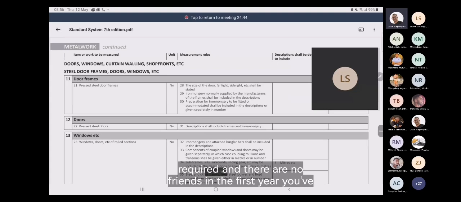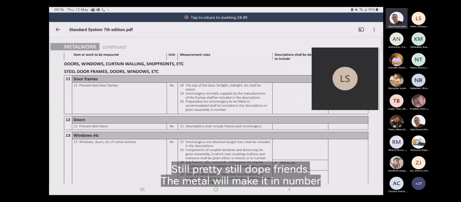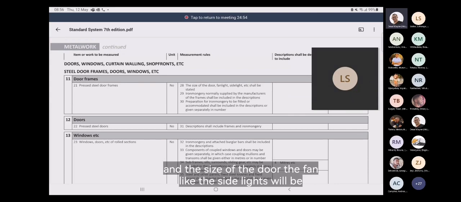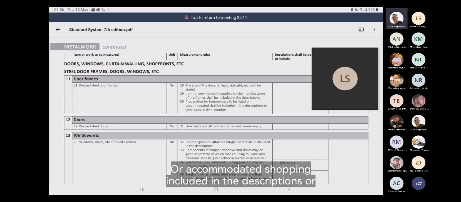And there are door frames. In the first year, you've done door frames, pressed steel door frames, the metalwork, measured in number, and the size of the door, the fan light, the side light shall be stated, and the ironmongery normally supplied by the manufacturer shall be included in the description. If you look at door frames, it should be included in your description, and the preparation of ironmongery to be fitted or accommodated shall be included in the descriptions or shall be given separately in number.